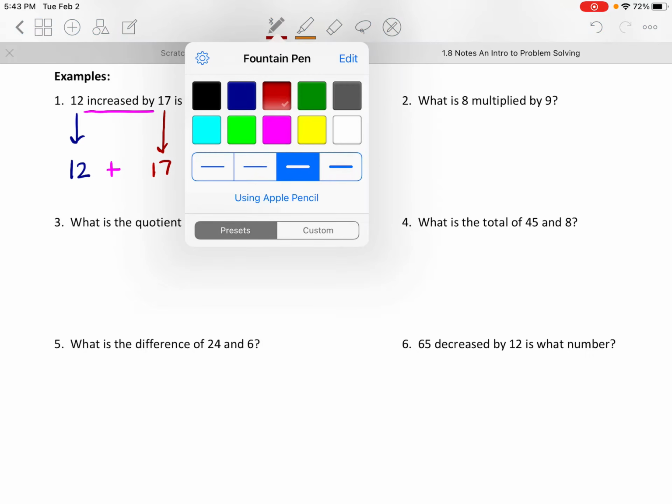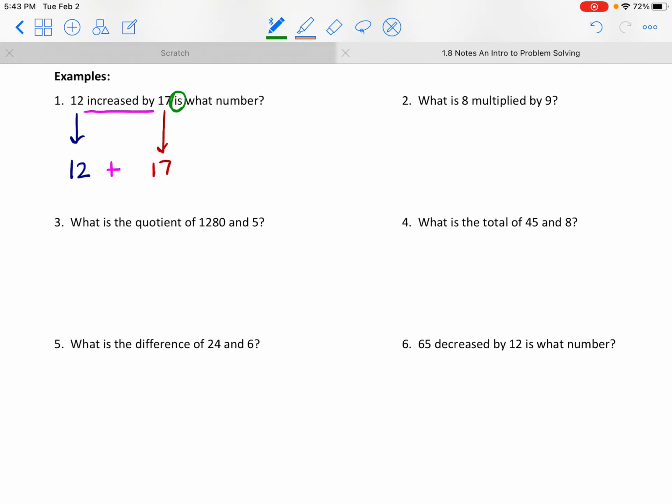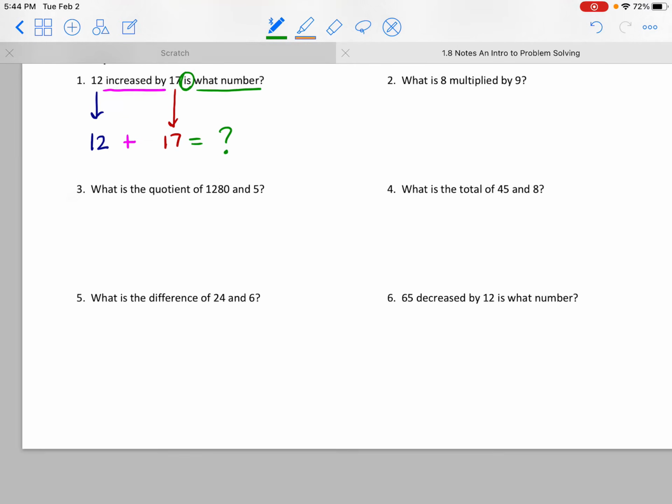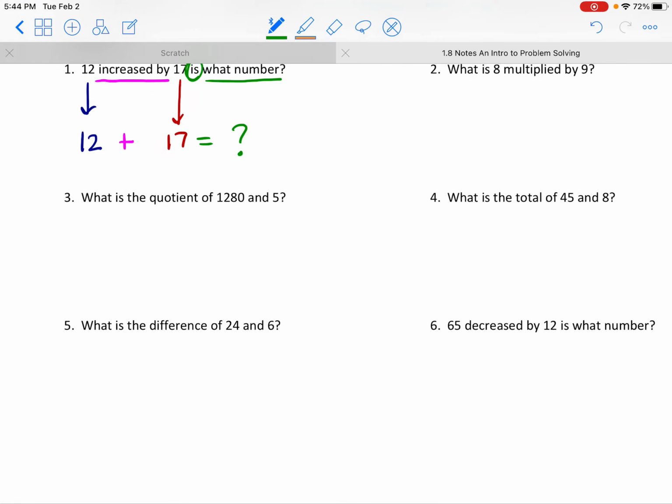And then our word is, that is our equal sign. And then what number? Since we don't know, maybe that can be our question mark. Okay? And later when we get to algebra, that's where we might introduce something like a variable, but I don't want to go crazy and put any variables in here yet. So this what number we don't know, we're going to try to figure that out. So 12 plus 17 equals what number?